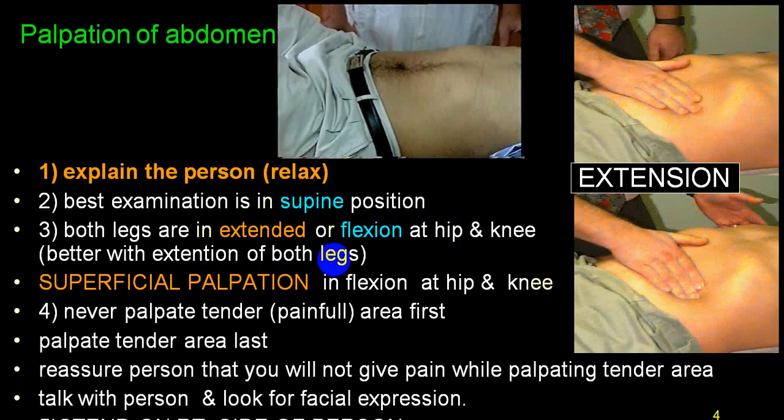There are different types of palpation. We'll be mentioning some of those. The first palpation we do is always superficial palpation. Never palpate the tender area first. The tender area should be palpated last. Reassure the patient that you will not give pain or induce pain while palpating the tender area. Talk with the person, or we call divert the person by asking a few questions, and look at the facial expression. And we have already mentioned before, stand on the right side and examine.